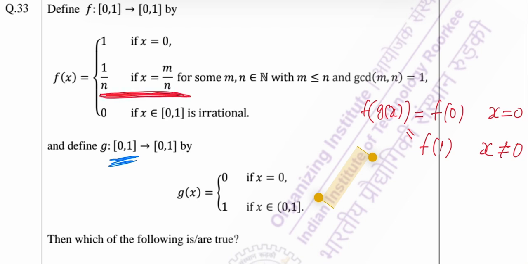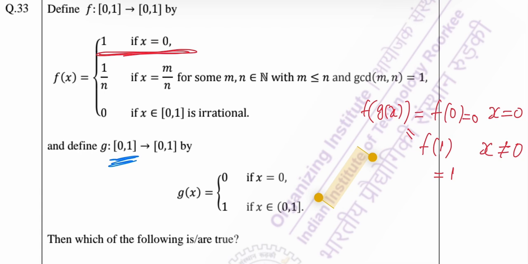If m and n both are 1, then x will be 1, and for that f1 will be 1. So here it will be 1. And notice that here is the f0. If you see f0, here x is 0, so f0 will be 1. So this is also 0.